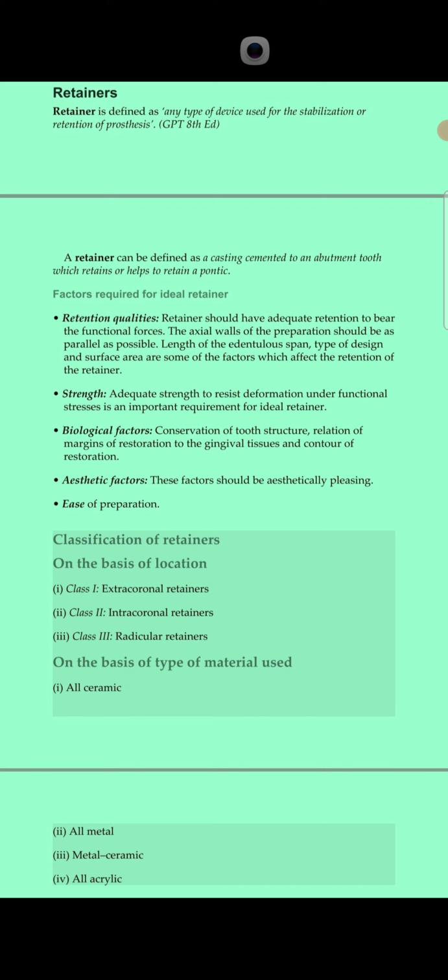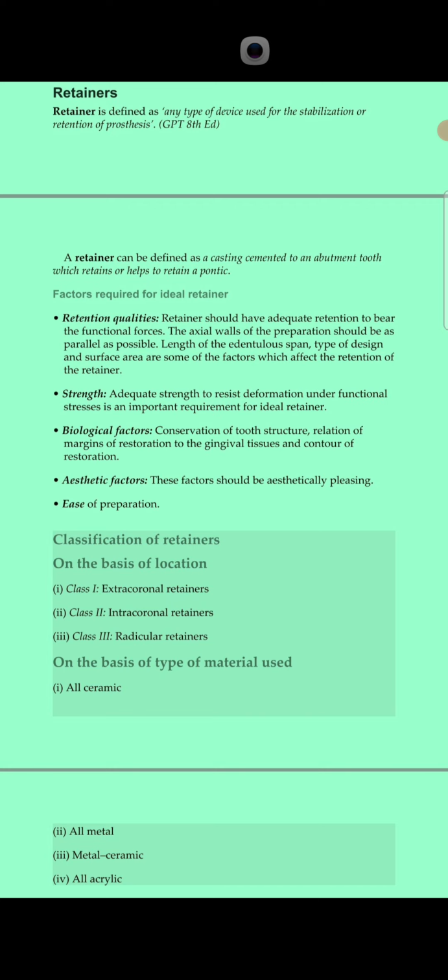After retention qualities, the second factor is the strength. Adequate strength to resist deformation under functional stresses is an important requirement for an ideal retainer. Meaning for an ideal retainer, the important factor is strength. Why? To resist deformation under functional stresses.